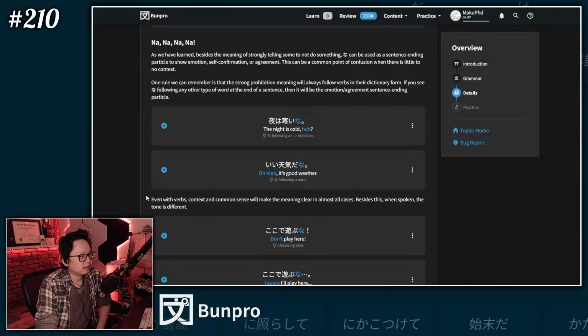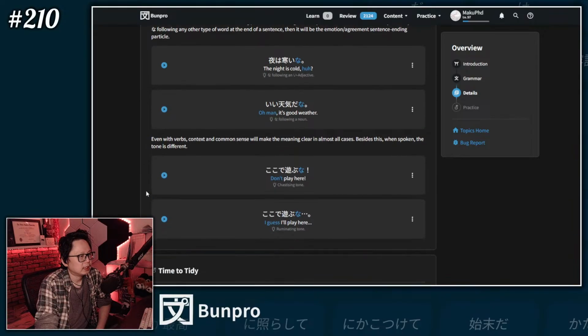Even with verbs, context and common sense will make the meaning clear in almost all cases. Besides this, when spoken, the tone is different.